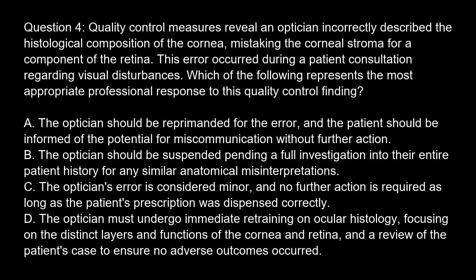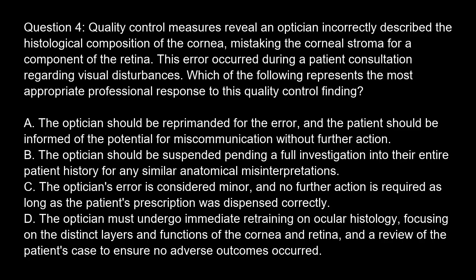Question 4. Quality control measures reveal an optician incorrectly described the histological composition of the cornea, mistaking the corneal stroma for a component of the retina. This error occurred during a patient consultation regarding visual disturbances. Which of the following represents the most appropriate professional response to this quality control finding?